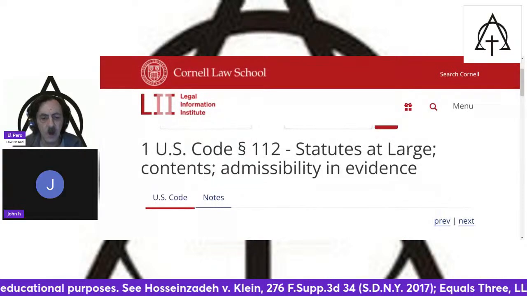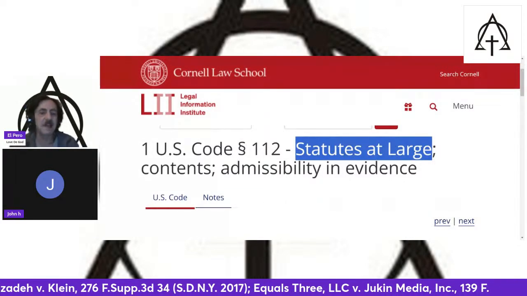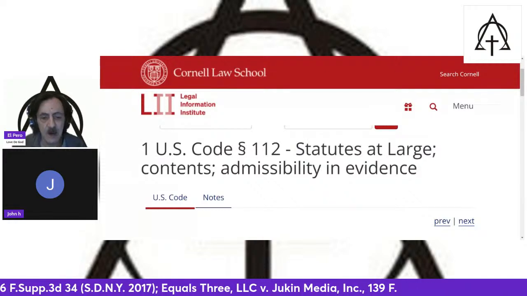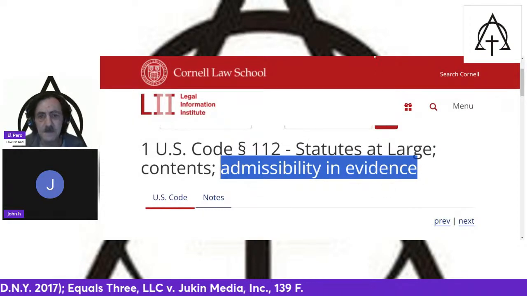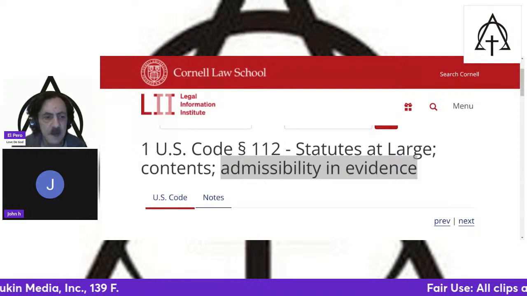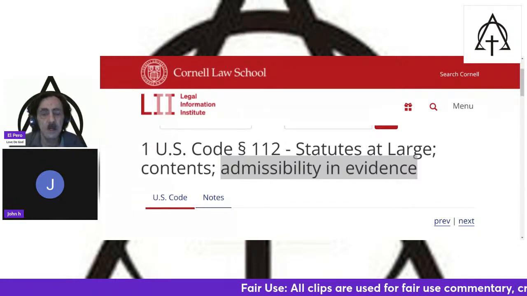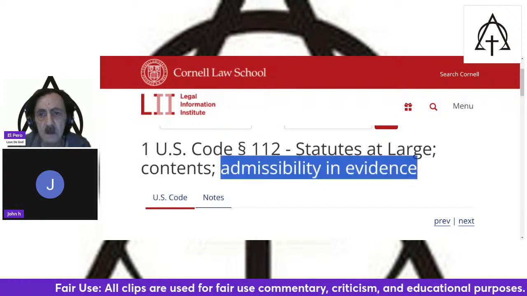So that means all these state statutes outside of the United States, the contents are admissible as evidence. Does that make sense? I mean, they published it and they're posing it as true and factual in good faith. What do you think, John?